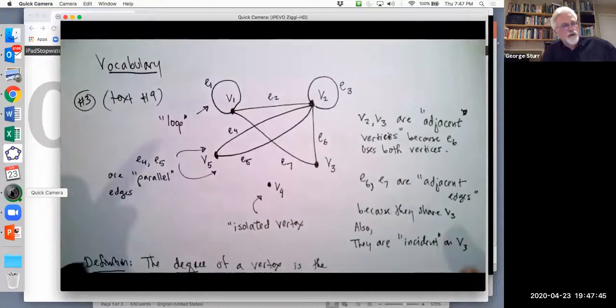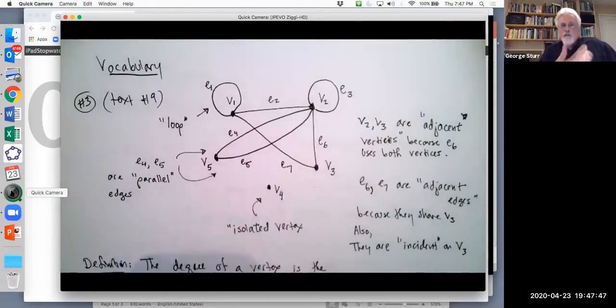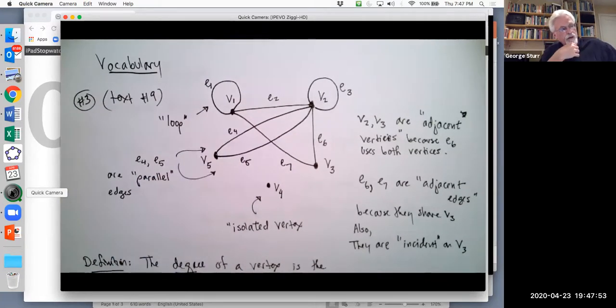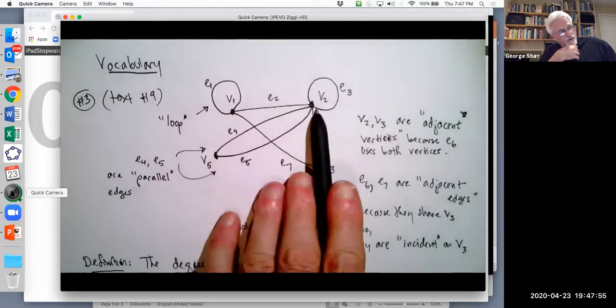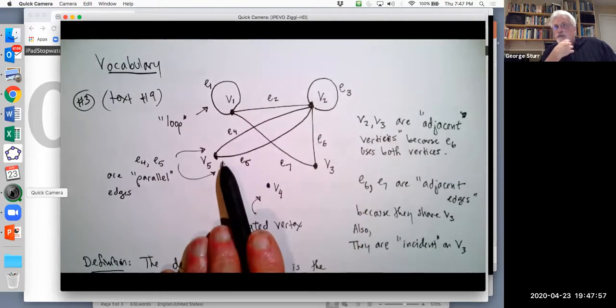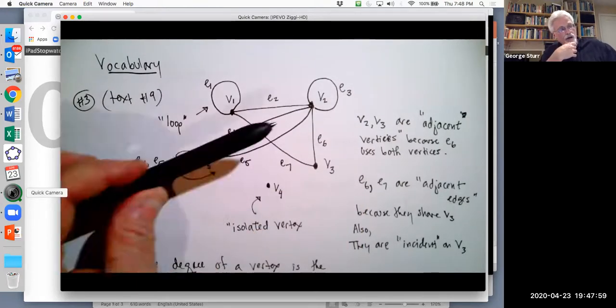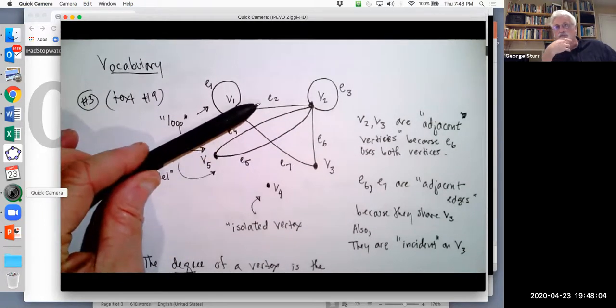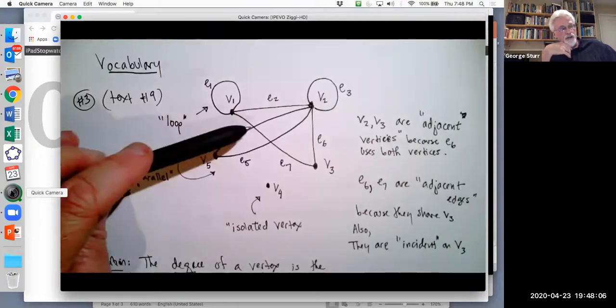I was going to develop a graph like this and talk about some of the terms we use. See, for example, right here, well, this is an obvious one. This is a loop, this edge. But when we look at V2 and V5, what do you see here? There are two edges that connect both V2 and V5. Then we would call these edges parallel.